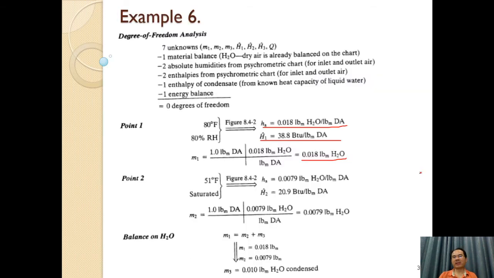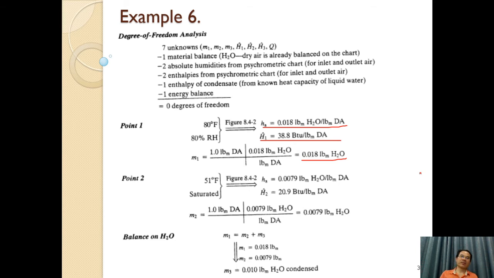Then you can solve this for M2. That's right. For this case, you know the dry air is 1 pound mass dry air multiplied by the ratio, the absolute humidity of the water and dry air, which is 0.0079 pound mass water per pound mass dry air. You get the water 0.0079.